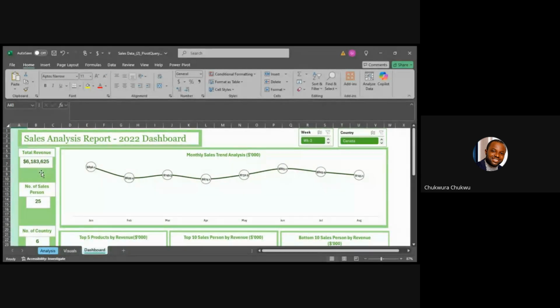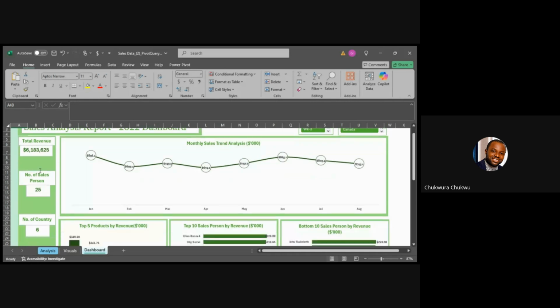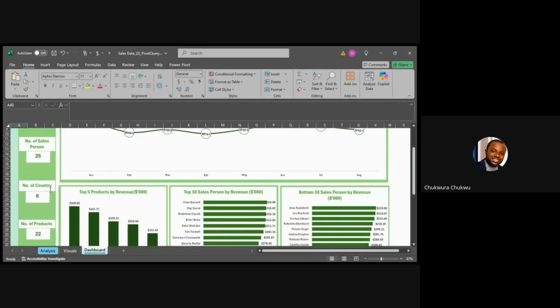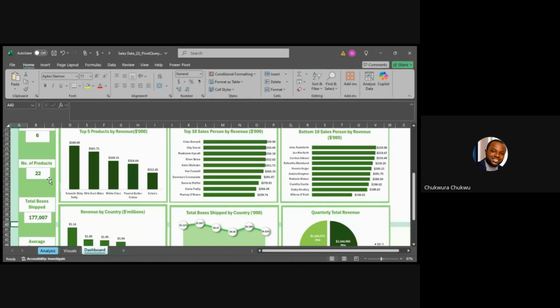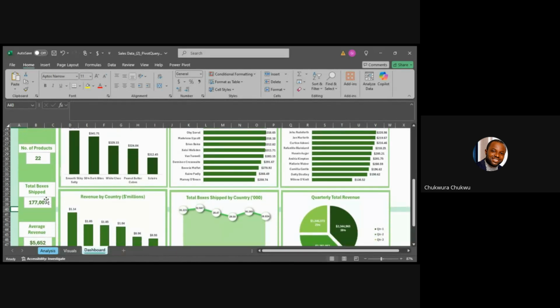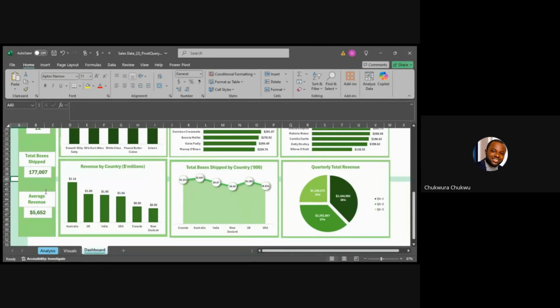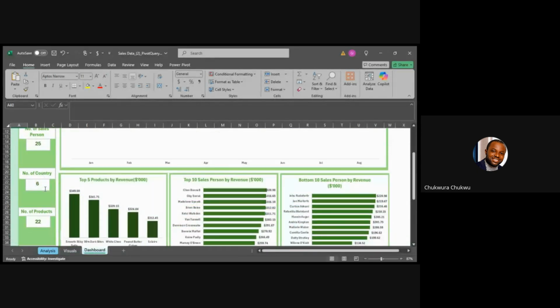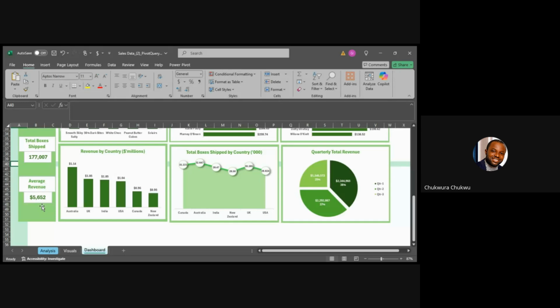The total revenue is about $6.1 million. Our number of salespersons was 25. Number of countries, 6. Number of products, 22. Then total boxes shipped was about 177,007. And then the average revenue, basically for between January and August, that's about 8 months, is 5,652.